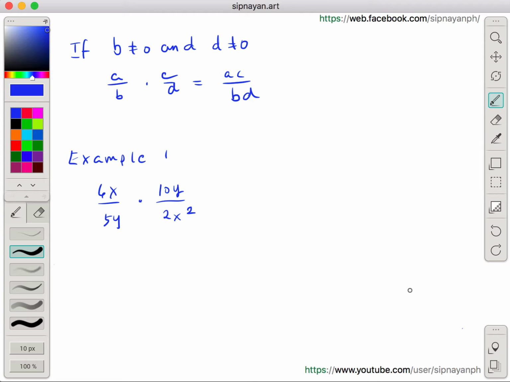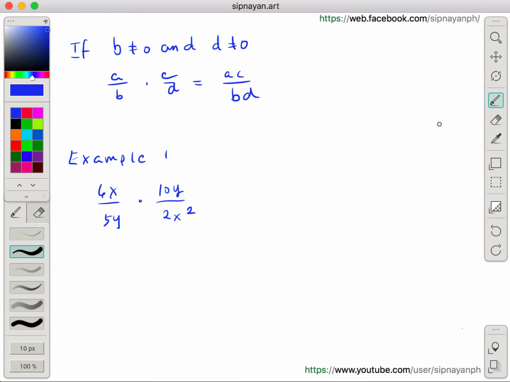From here, sabi natin if b is not equal to 0 and d is not equal to 0, then a over b times c over d is equal to ac over bd. So sinasabi lang dito na pag may dalawa tayong fractions or rational numbers or rational expressions, in fraction form siya, we just multiply the numerator and the denominator para makuha yung product. So katulad dun sa previous video natin, yun yung ginawa natin.